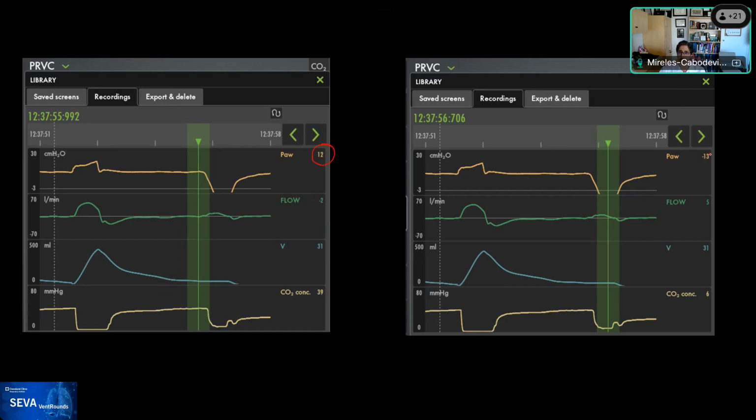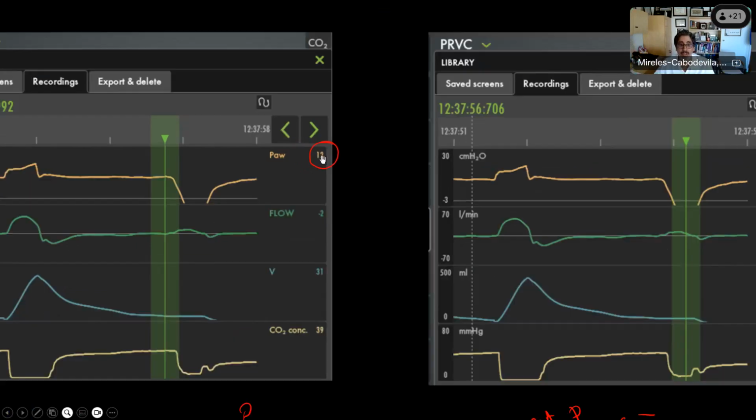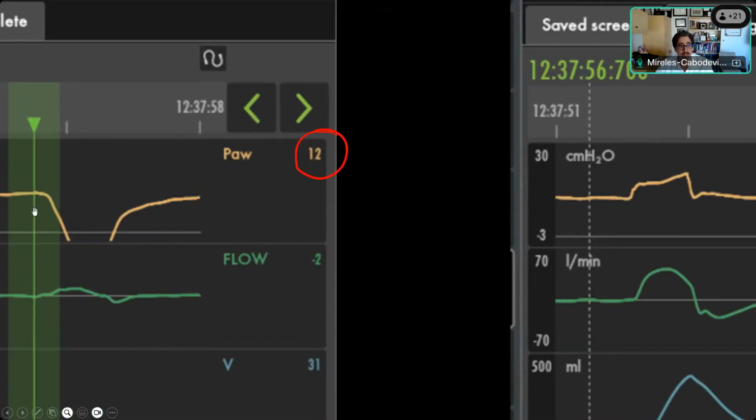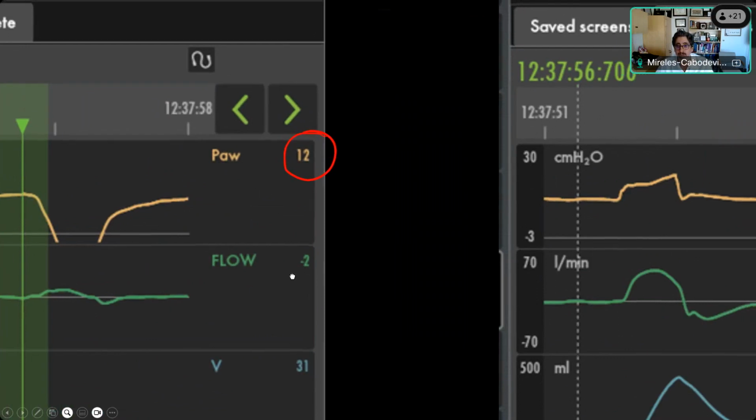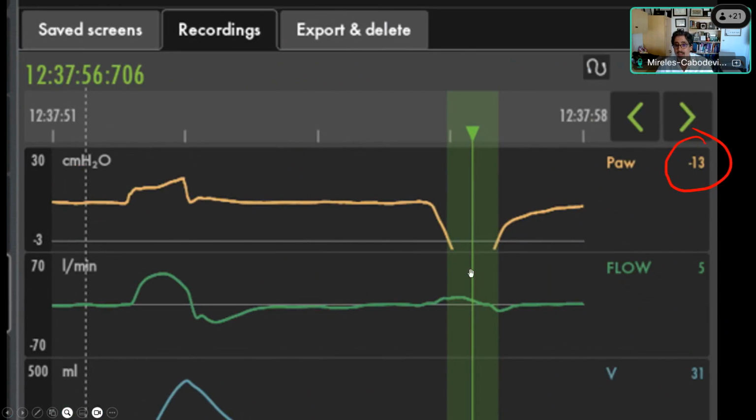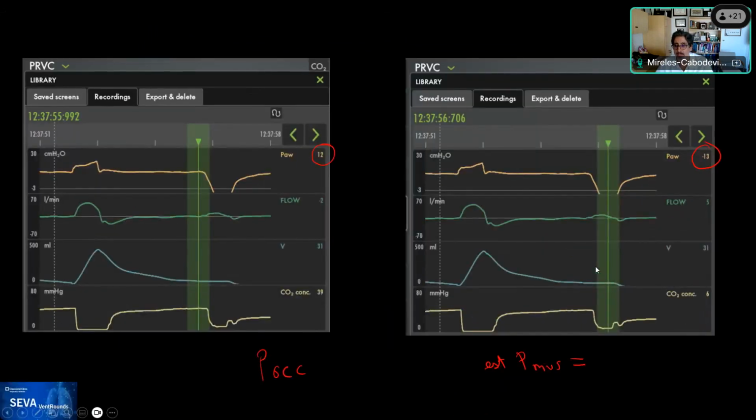Anybody wants to tell us how much is the POC and how much is the PMUS, the estimated PMUS? So I'm going to put here the POC and here the estimated PMUS. And this is a topic that drives my friend Roberto nuts because of the signs. So if you want to put the number, and if you cannot see it on the screen, the first one is the pressure before. Here's the cursor, and it says 12. And then at the nadir, the lowest amount was minus 13. So those are the two values that we obtained.